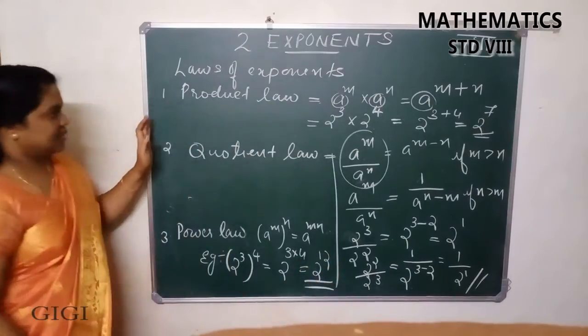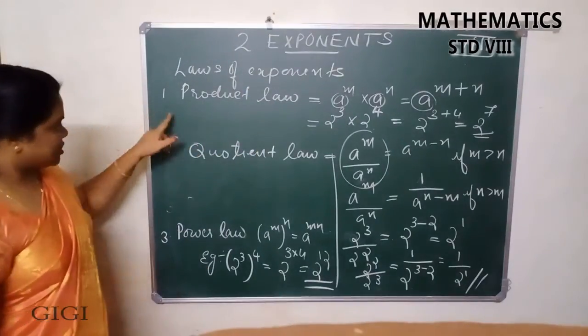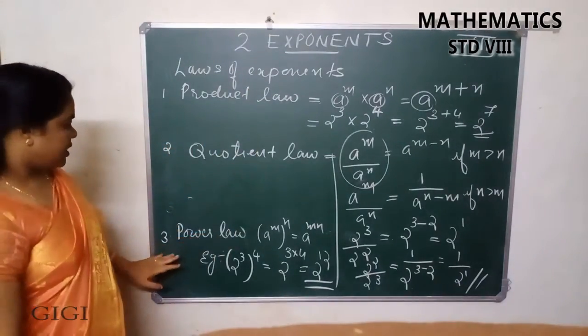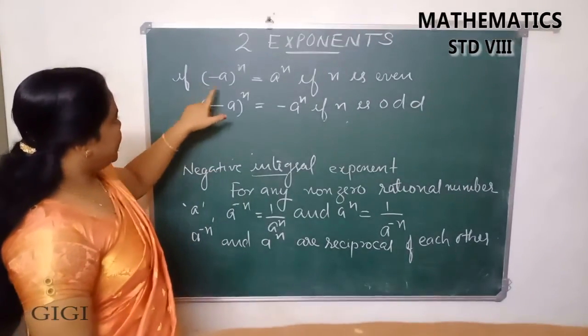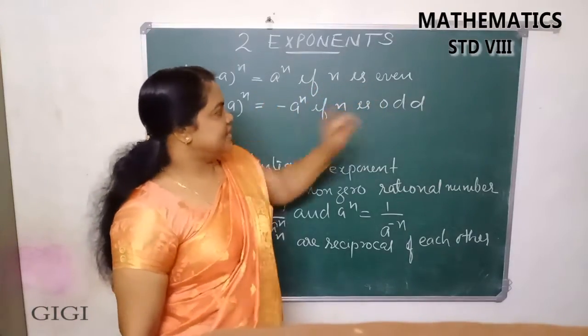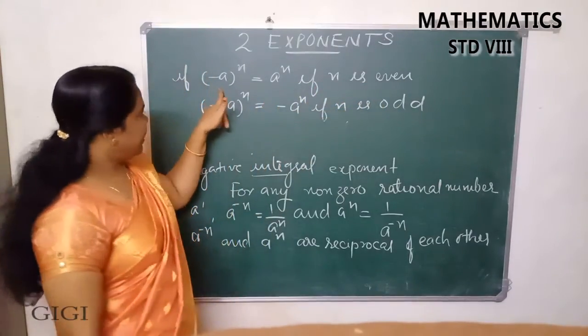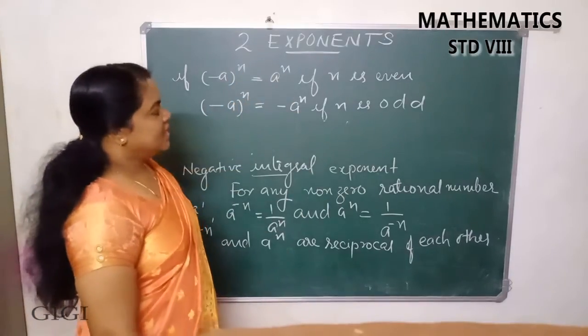Okay, these are the 3 laws of exponents. The first law is the product law, the second is the quotient law, and the third one is the power law. Here, minus a the whole raised to n is equal to a raised to n, if n is even.